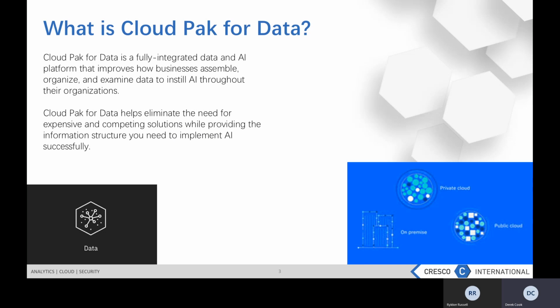So to begin here, what is Cloud Pak for Data? So overall, Cloud Pak for Data is going to help unify and simplify the collection, the organization, and the analysis of their data. So using that, we're going to turn that data into insights through integrated cloud native architecture. So there are two main purposes when it comes to Cloud Pak for Data.